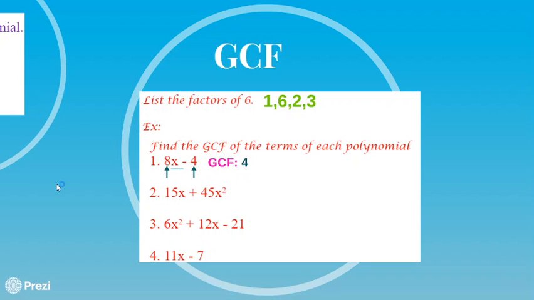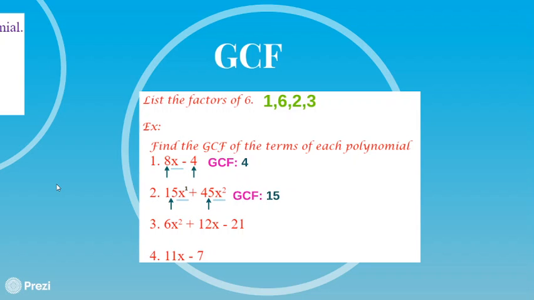Example 2. Again, I look at the coefficients first, so you want to ask yourself, what is the largest number that divides into 15 and 45? It is 15. So the largest number that will divide into 15 and 45 is 15. After that, I look at the x's, and this time I do have x's in both terms.